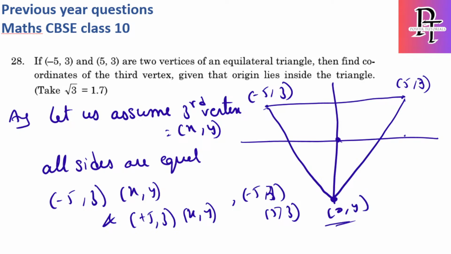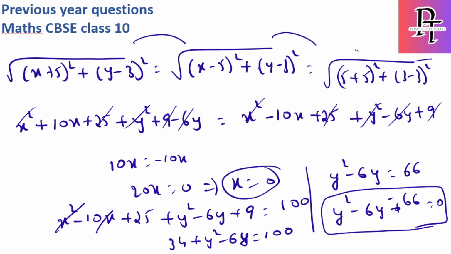Okay, x value is 0. Fine. Using any one of this, so x square minus 10x plus 25 plus y square minus 6y plus 9 is equal to 100. 10 square is 100. Okay, y square minus 6y, 25 plus 9 is 34. 100 minus 34 is 66.